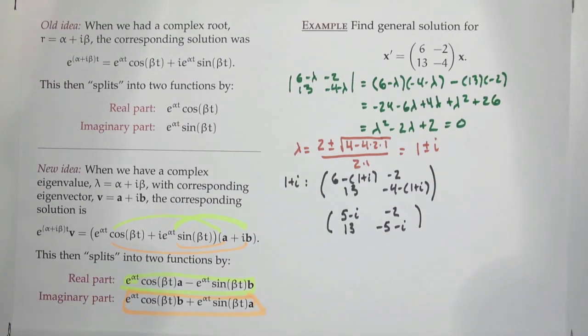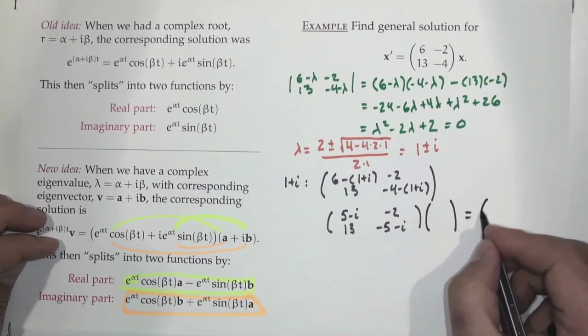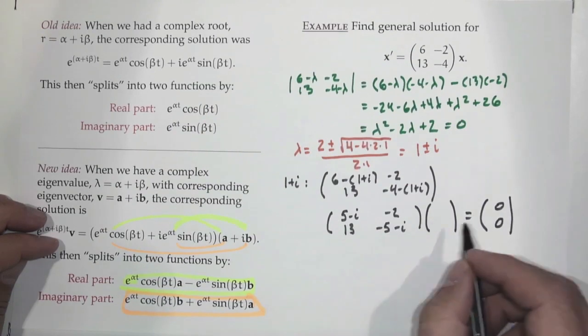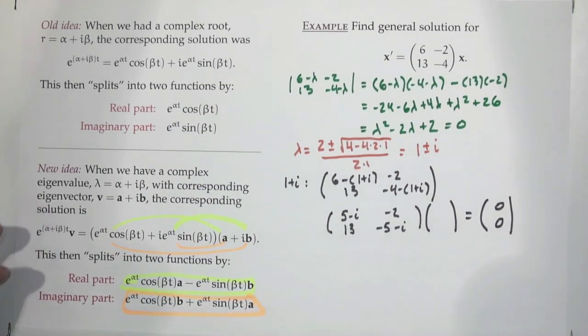I think that's true. Now, what are we looking for? Well, we put on our hats and say, hey, when I'm looking for an eigenvector, I'm looking for something to put here, so that when I multiply, I get 0, 0. The same thing is true, even though it doesn't look like it's true.